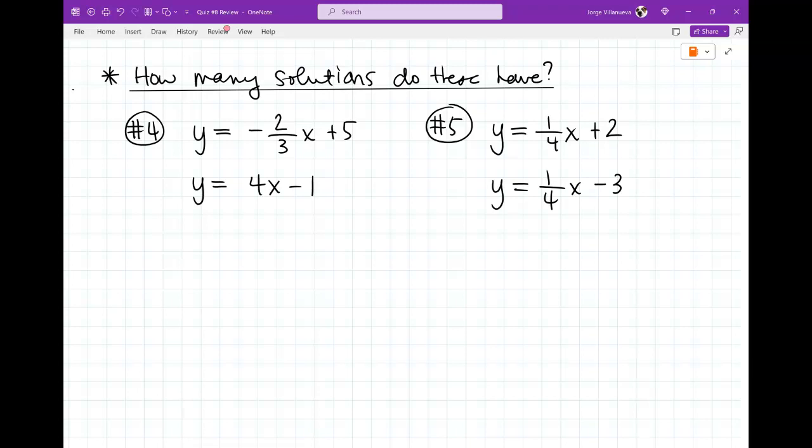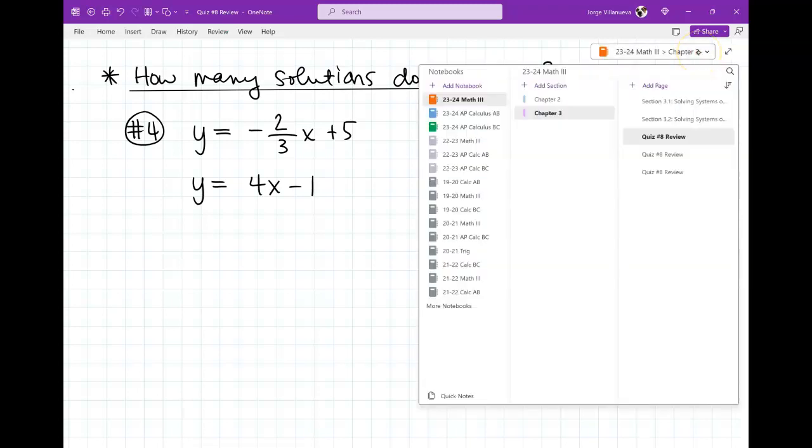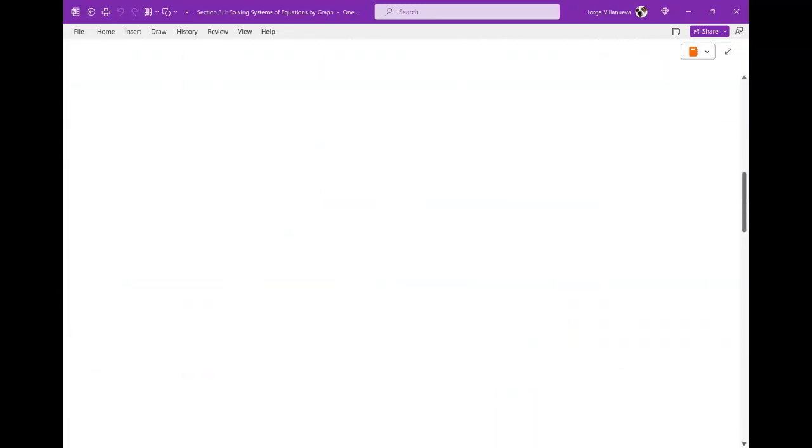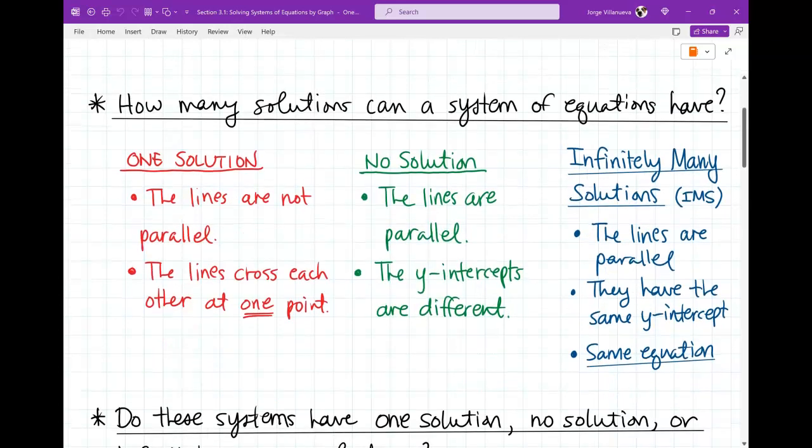Okay, I'll double check. But this basically is a callback to when I gave you the 3 situations, right? If you guys don't mind, let me revisit this really quick. I think it was in section 3.1. Let me check. Yeah. In section 3.1, we did this part. Remember, I said, how many solutions can you have without even graphing it? You can tell based on the equations.